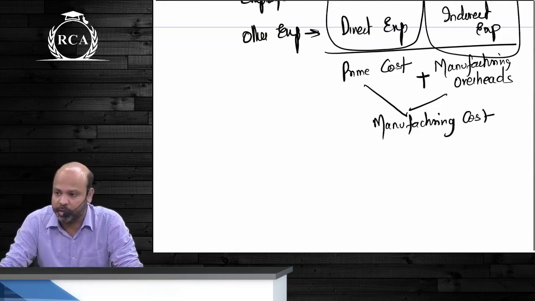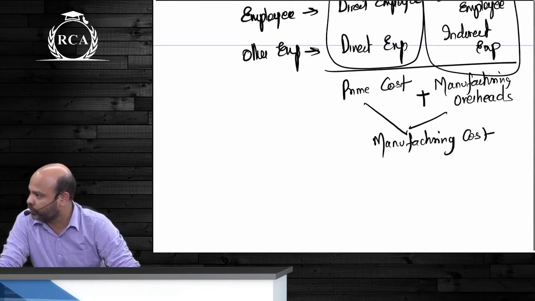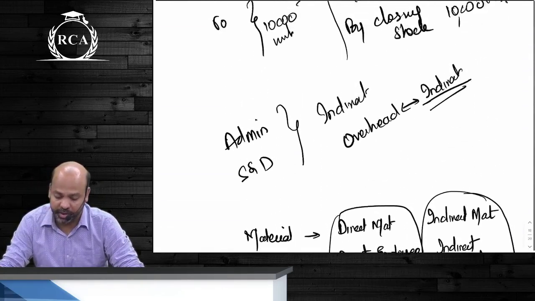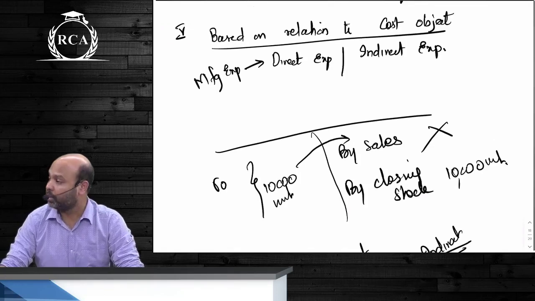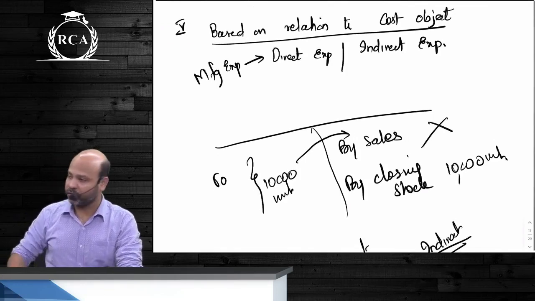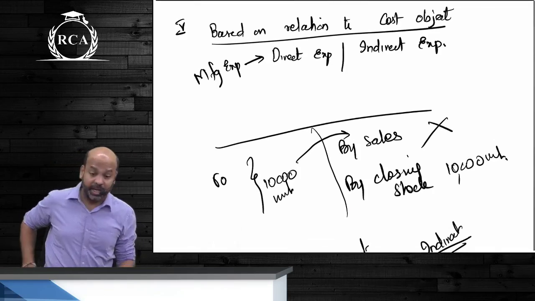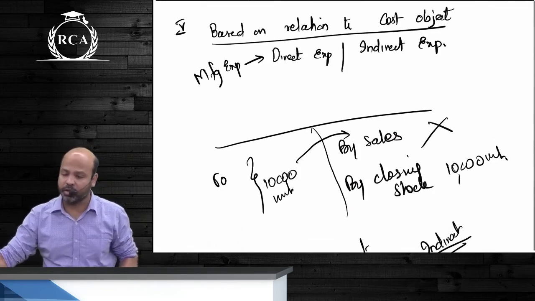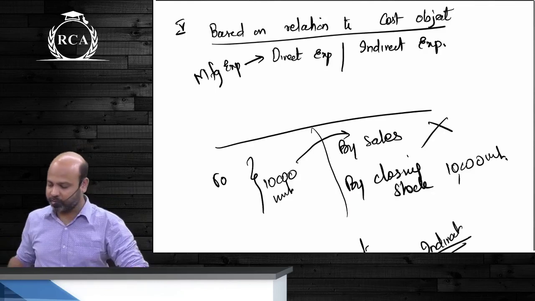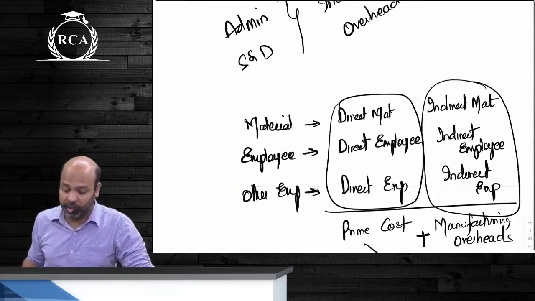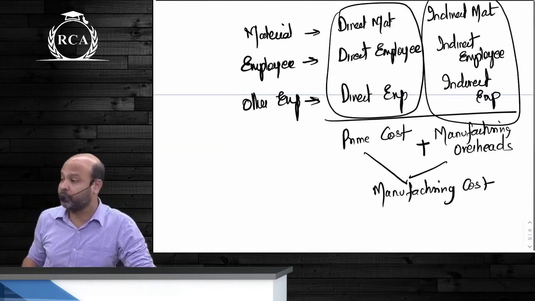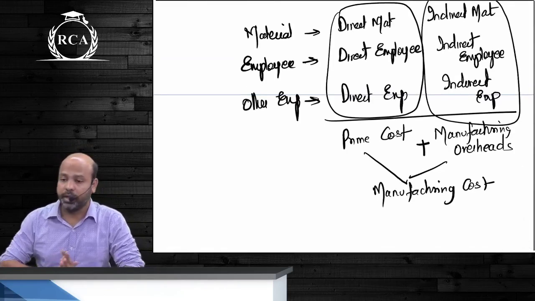Are we all clear about this? Yes or no? So this entire classification will come only under which head? Manufacturing expenses. You divide your expenses into direct and indirect. Direct is something that can be identified with the end product or the service that you are rendering. Indirect is that which is commonly incurred and needs to be apportioned. Any doubt in this part?